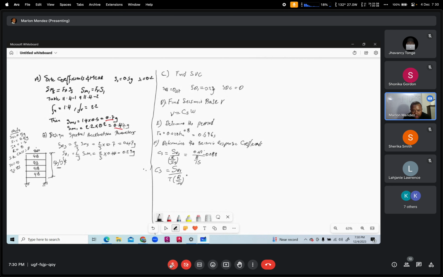And this is equal to, let me see if I get it right. We already know that SD1 is 0.29, divided by R over I, 8 over 1.5, multiplied by T. T is 0.696, based on what we found there.